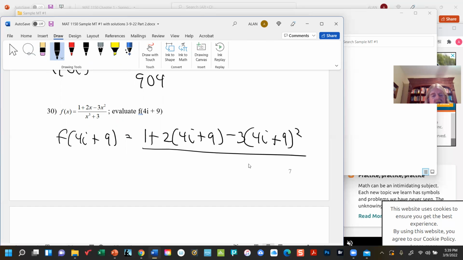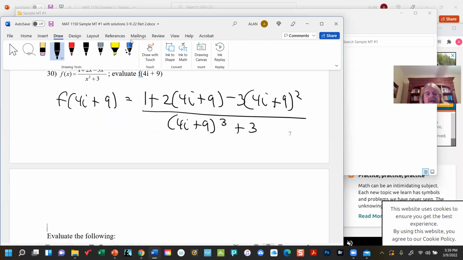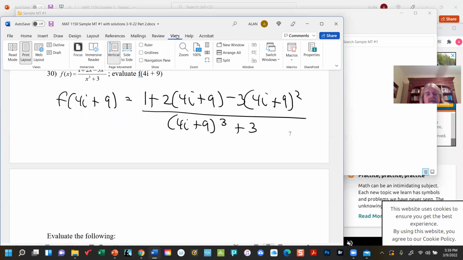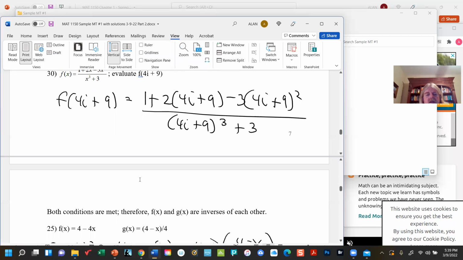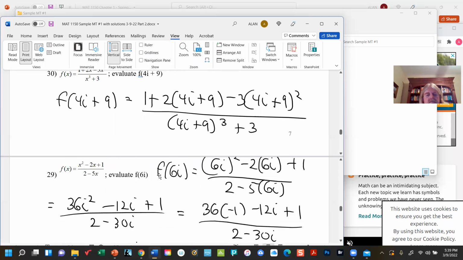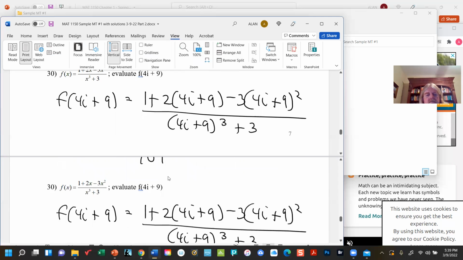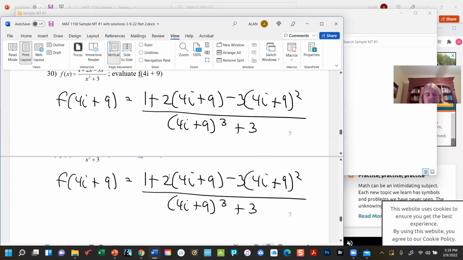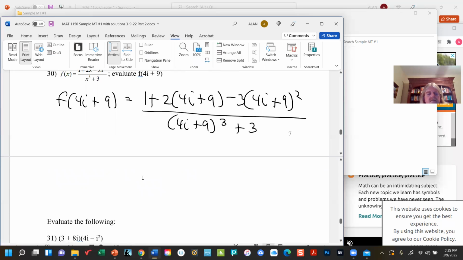All right, here we've got, wow, (4i + 9)^3 + 3. Well, all right then. I guess we'll split. And let's take it from there. So for the numerator, we do need this (4i + 9)^2, which we can use FOIL with.